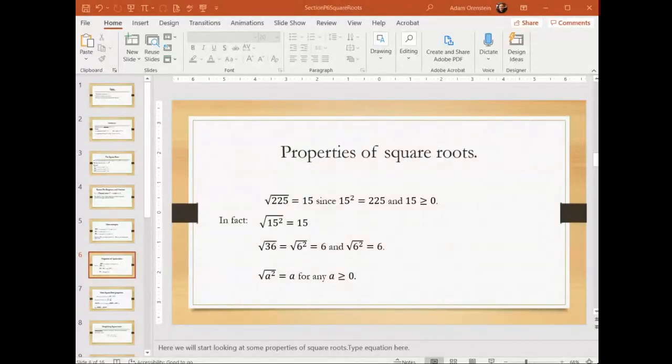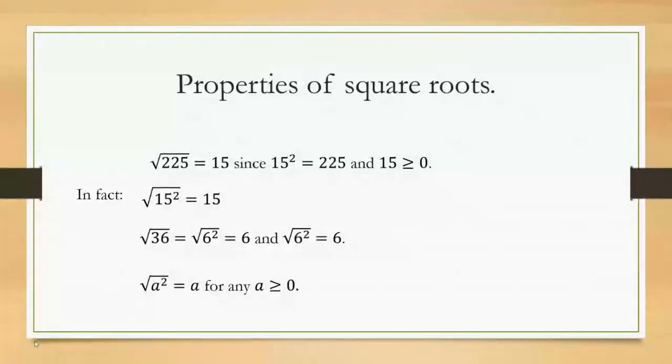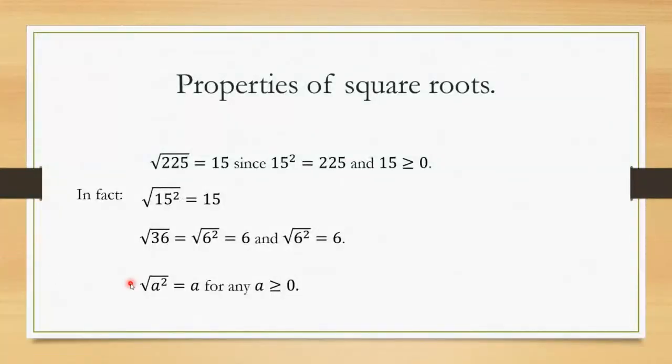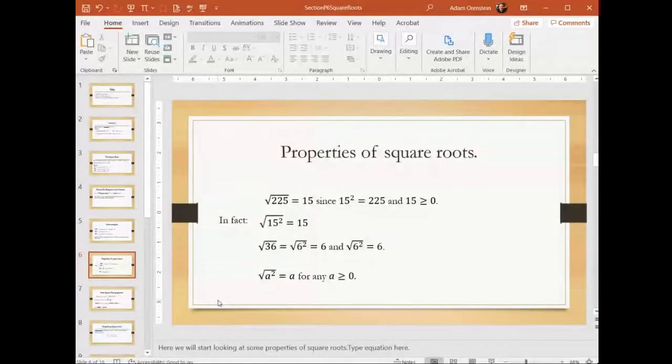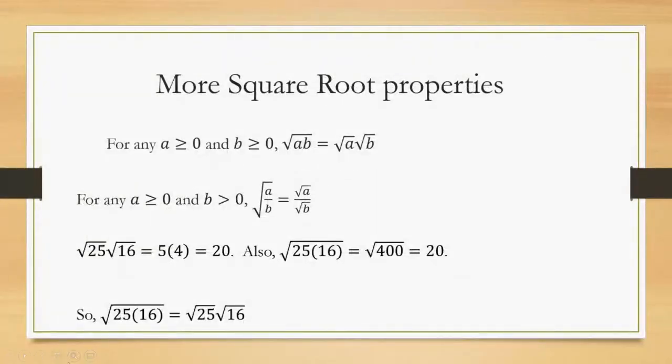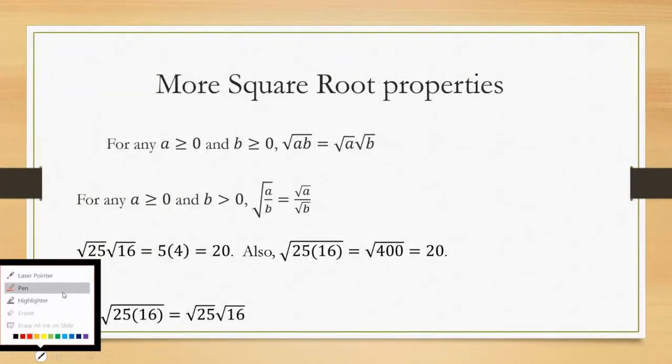All right, so that's what happens here. Okay, so the square root and squaring basically go in opposite directions, so to say, if the number is non-negative to start with. Okay. Good. So that's one important property. Another one, though, is this.